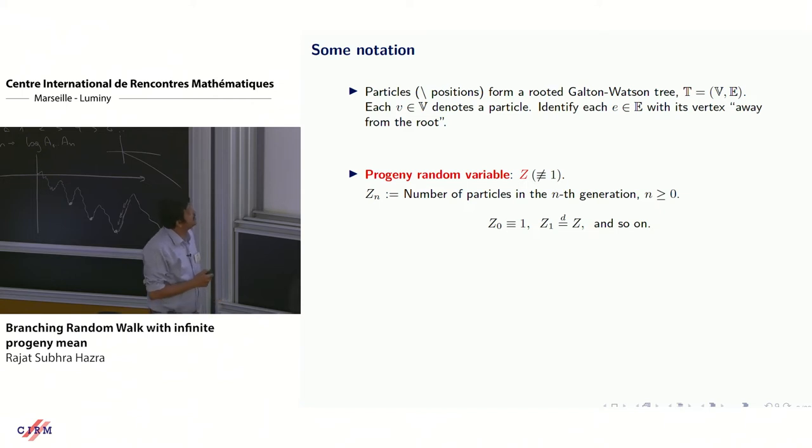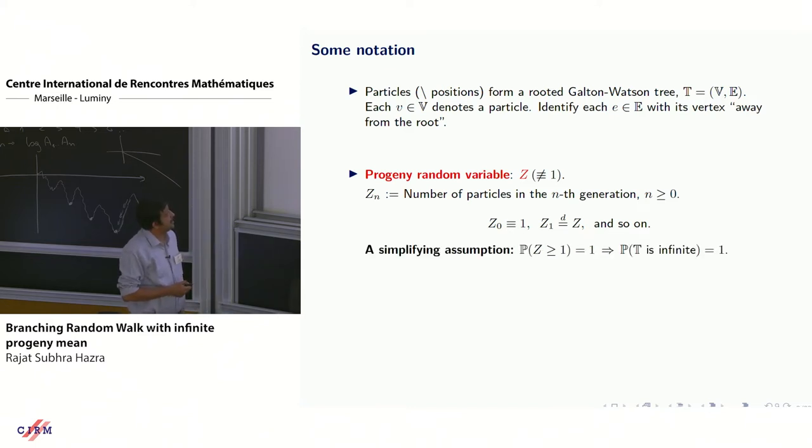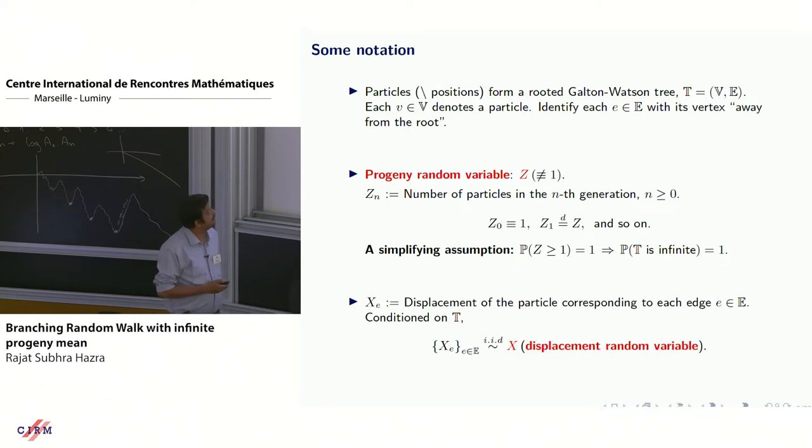We always assume that Z is the progeny random variable for the branching mechanism. And Z_n, which is the standard notation, is the number of particles in the nth generation. Z_0 is one particle, which is the root, and Z_1 is distributed as Z. You go on with the recursion equation, which you saw in the last lecture. We make a simplifying assumption that the tree is always infinite. We hide all the other conditions.